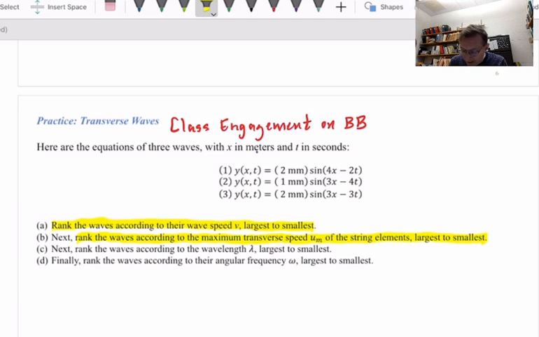C, rank the waves according to the wavelength lambda, largest to smallest. Again, from the wave functions and those numbers you see, you can figure out lambda, the wavelength. So figure it out for each wave and then rank them, largest to smallest. And finally, D, rank the waves according to their angular frequency omega, largest to smallest. Again, from the numbers you see here, you can get a number for omega. Do that for each wave and then rank them. Okay, so just enter those rankings for those questions on Blackboard.